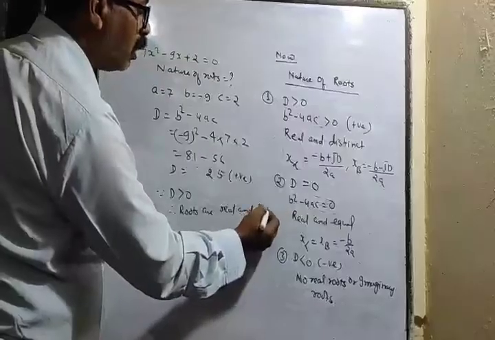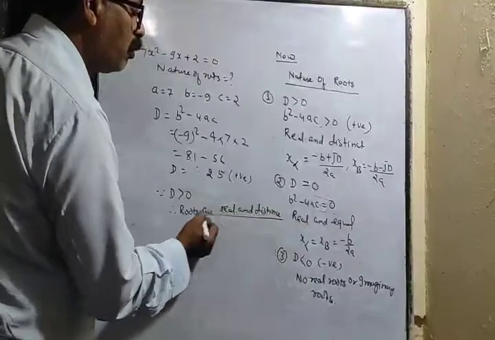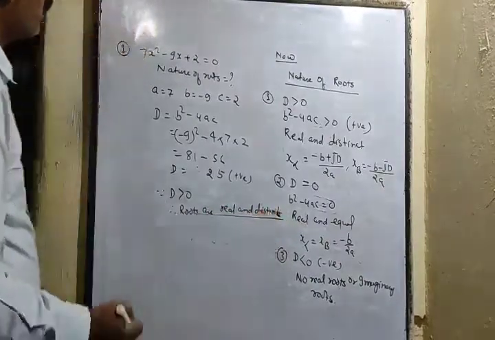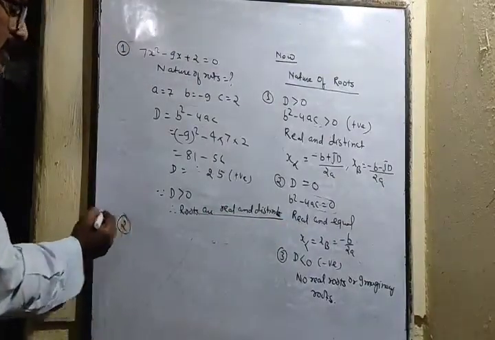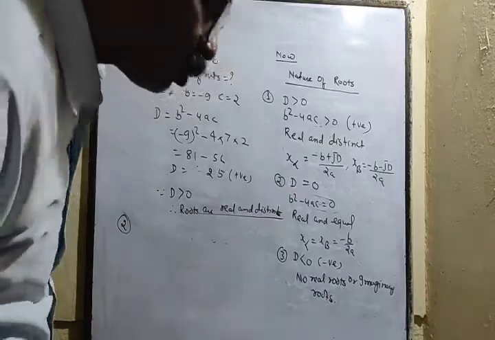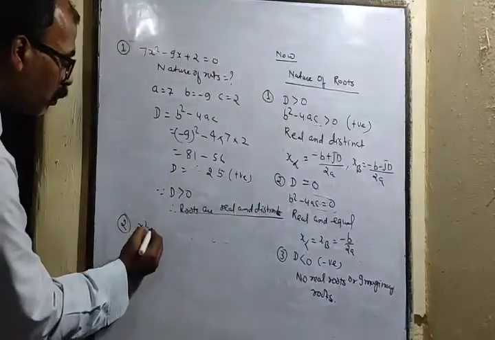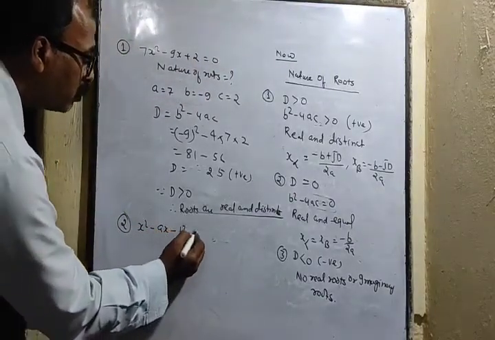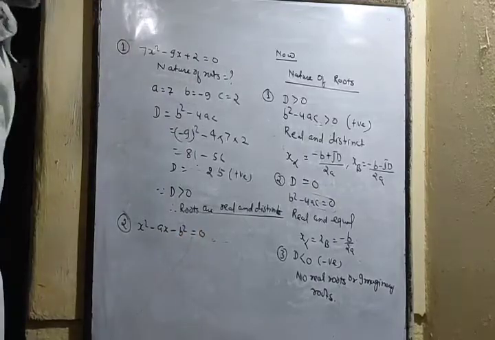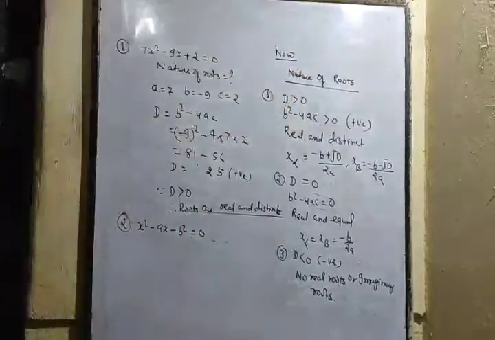And your work is done. Nothing more than that you have to do. Distinct. One more question we'll see, that is given in your book as ax square minus ax minus b square is equal to 0. Again in this case also you have to find out nature of root.